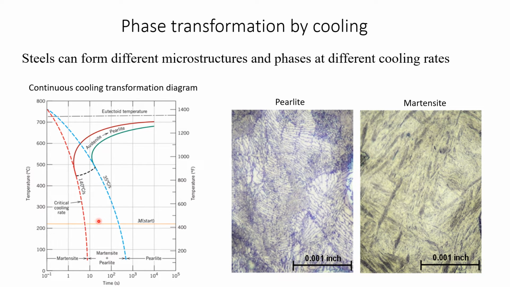Okay, so there's a boundary for the formation of different phases. For example, a very fast cooling rate, such as this red dashed line at 140 Celsius per second, will result in a microstructure of martensite. A slow cooling rate such as 35 Celsius per second will give a microstructure of pearlite. I have an example of pearlite and martensite microstructure shown here.